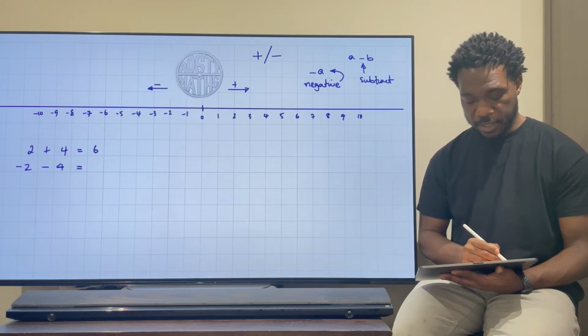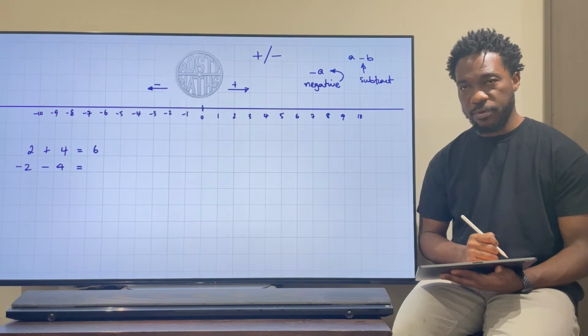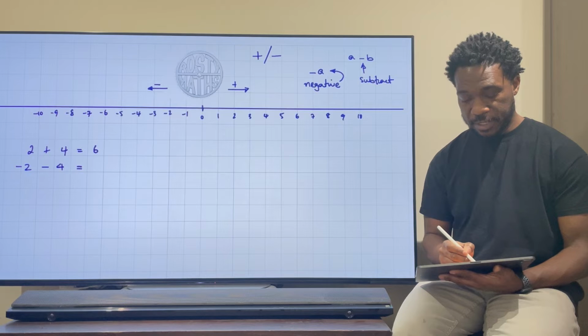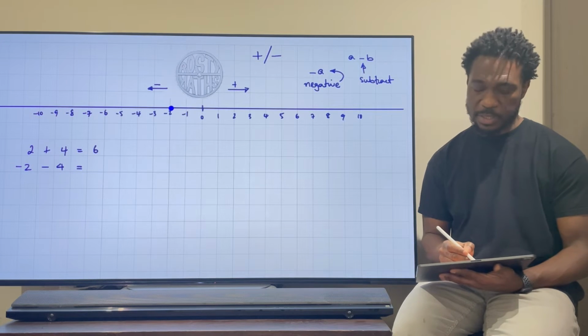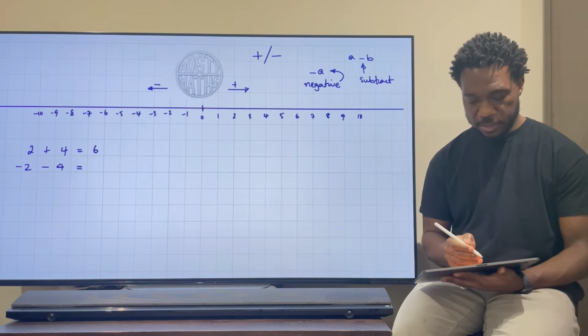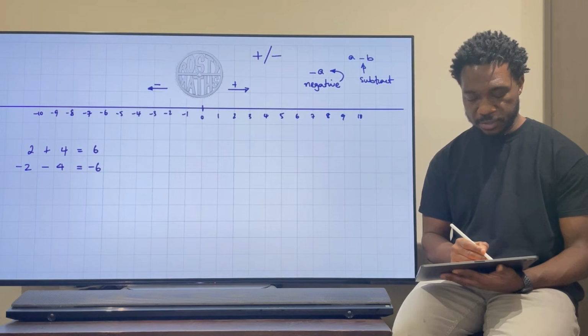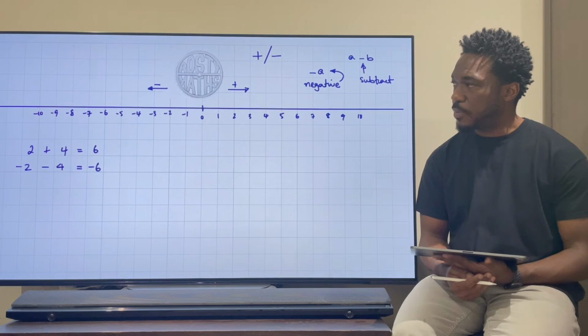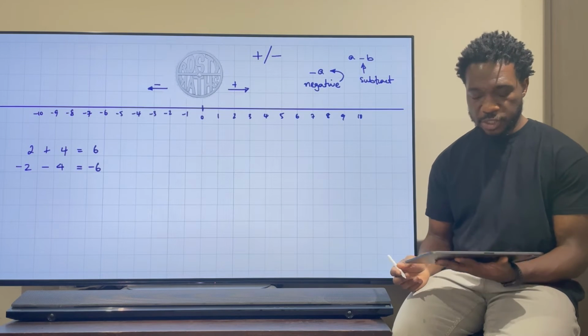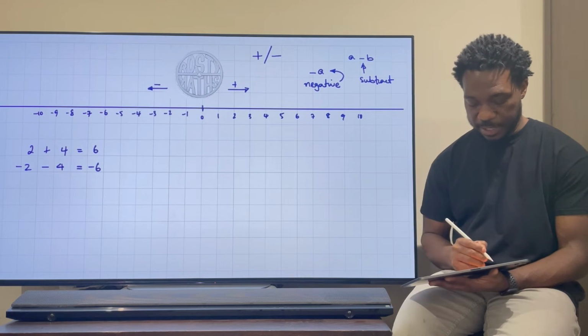So here, I've got -2, take away 4. So start on -2. And if I take 4 away, it means I'm going to the left. 1, 2, 3, 4. And so my answer this time is -6 because I have stopped here. Well, what do you know? I can make some generalizations about that. And here is the generalization I can make.